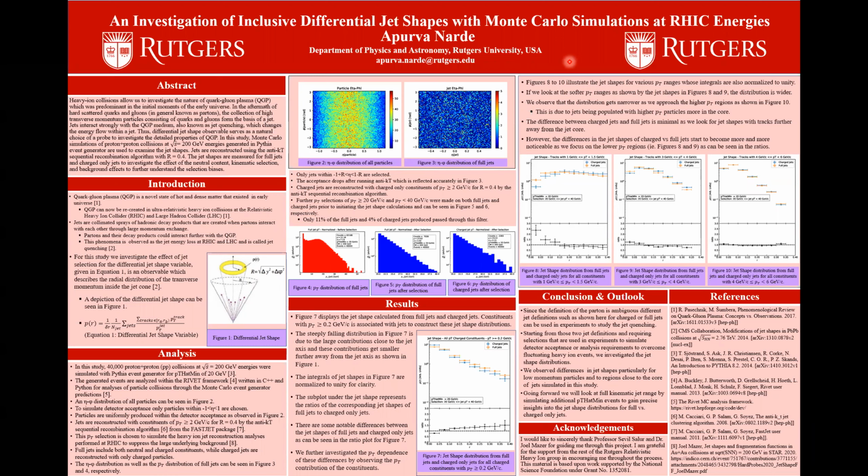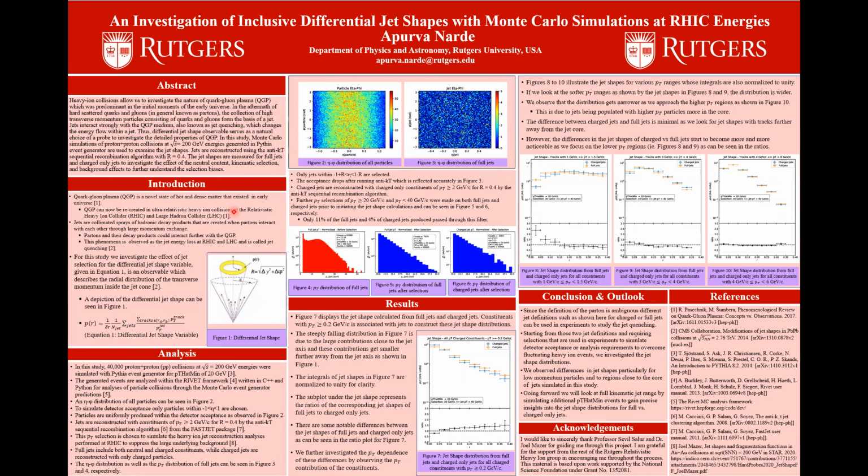Today I'm going to be presenting my Monte Carlo study specifically investigating inclusive differential jet shapes at RHIC energies. Jets are a signature for the existence of quarks and gluons. Jets are special for heavy ion collisions because we see effects of interaction between the jets and the heavy ion medium, the QGP, that is produced in these heavy ion collisions, because jets are interacting strongly.